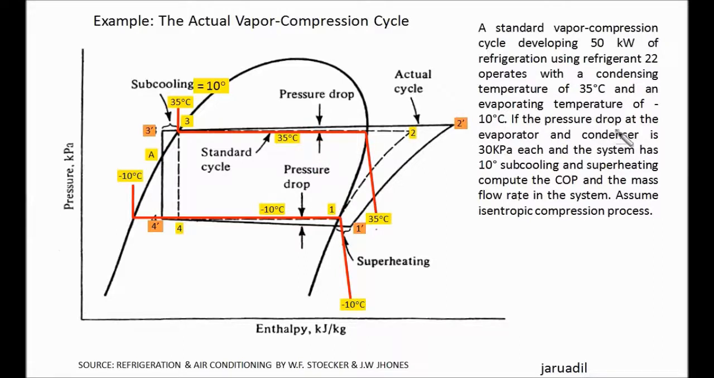If the pressure drop is 30 kilopascal, so kung makikita mo dito, itong pressure drop, halimbawa, dito sa 2 prime to 3, meron siyang difference na 30 kilopascal. Yung dati, 2 to 3 is constant, walang difference. Ganon din dito sa 1 and 4, walang difference, pero 4 prime to 1 prime, may difference yang 30 kilopascal. Yun ang pressure drop. Nag-drop siya from this point to this point ng 30, and from this point to this point ng 30 din. So makikita nyo yung actual ay nasa labas yung curve, yung graph kaysa sa ideal.